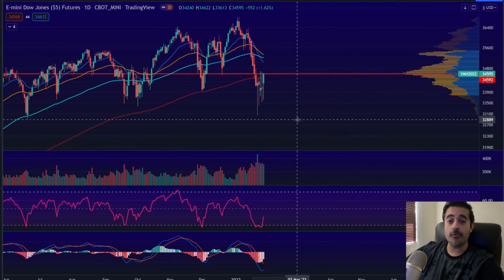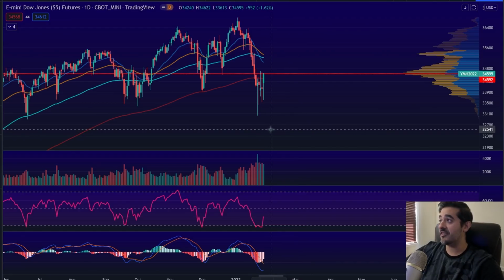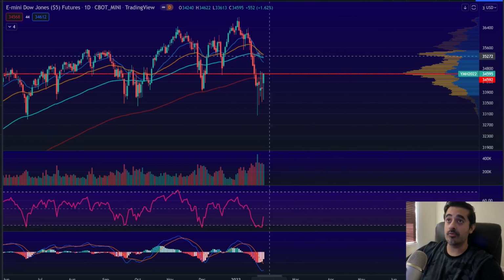So I'm expecting about a 400-point increase in the Dow sometime early next week. We'll have to see if that plays out, and I think that's going to relate directly back to Bitcoin. So let's take a look at the Bitcoin chart.